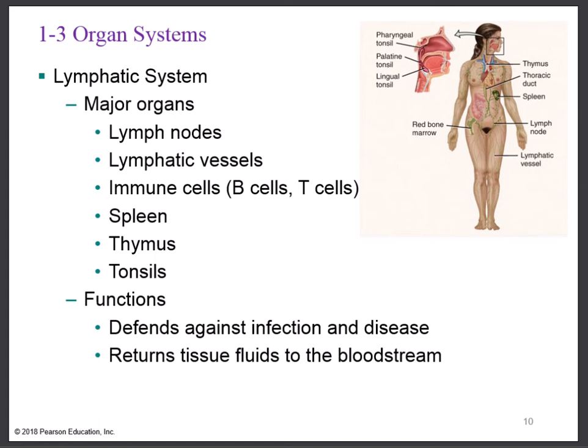We have little vessels called lymphatic vessels. They're different than blood vessels. They travel along with the blood vessels, but they're not the same thing. We have a bunch of different cells: B cells, which are actually called lymphocytes, B lymphocytes, T lymphocytes, right? With HIV, you may have heard of T cells. Organs such as the spleen, the thymus, and our tonsils are all part of the lymphatic system.